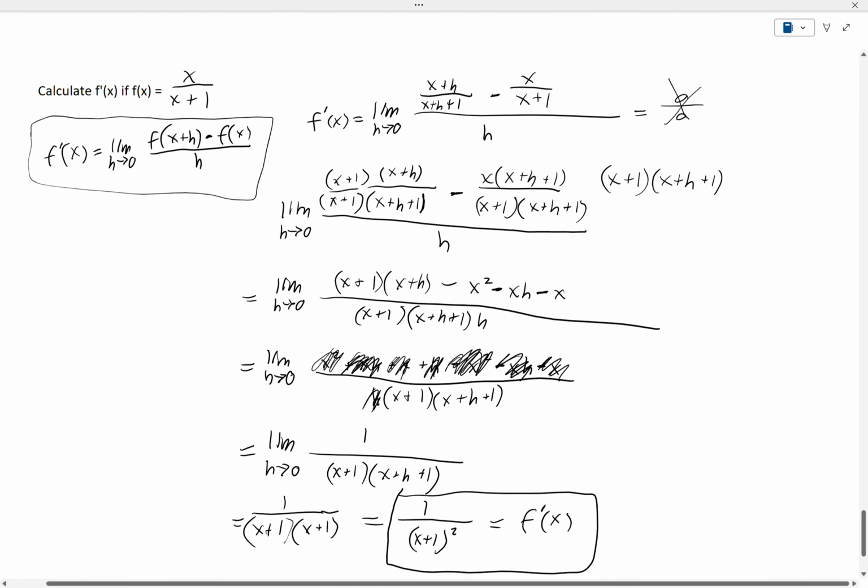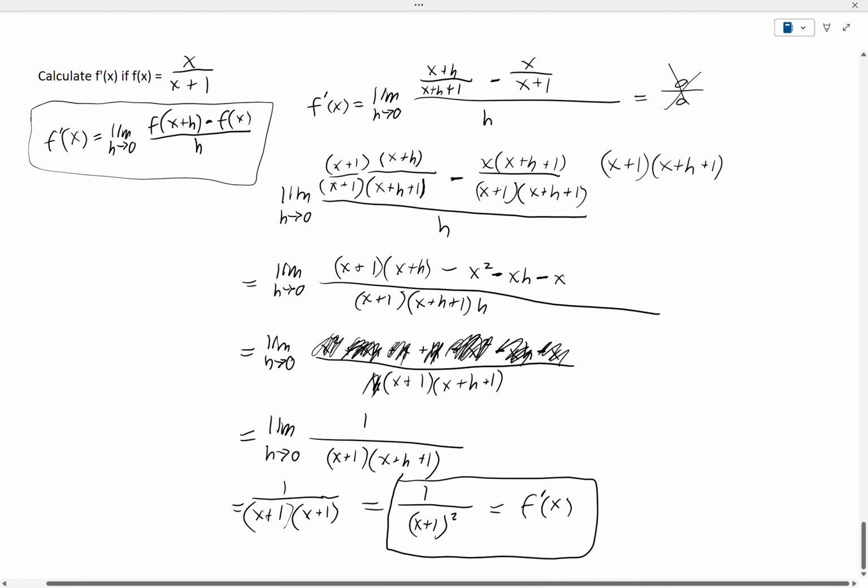And we found that just by using the definition of a derivative and plugging in the function at x plus h, and that's how we got our final answer.